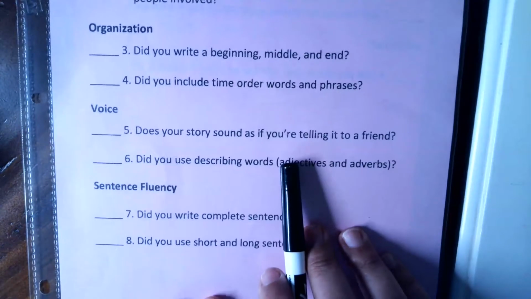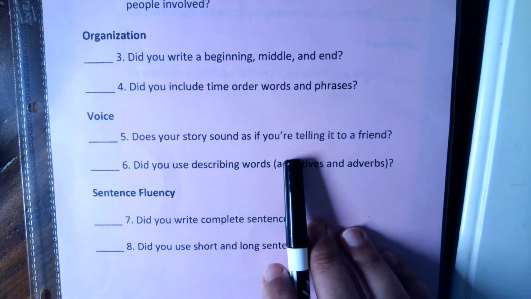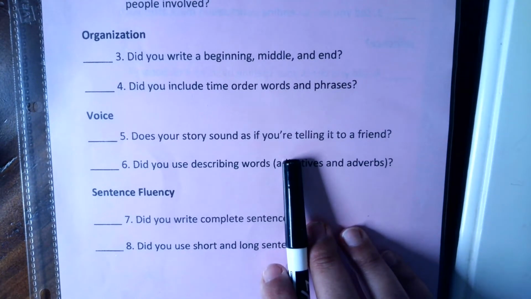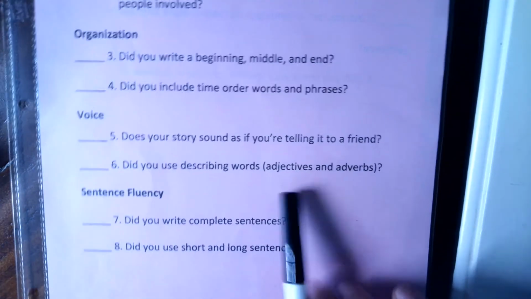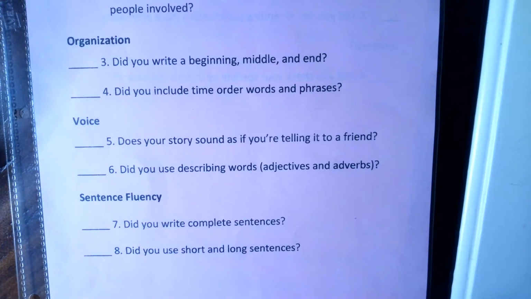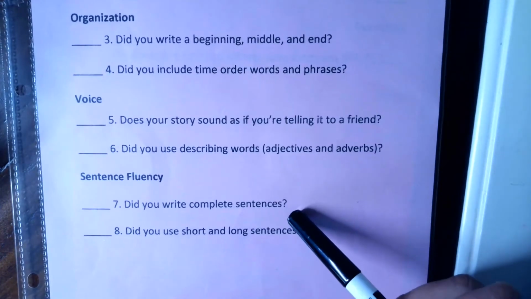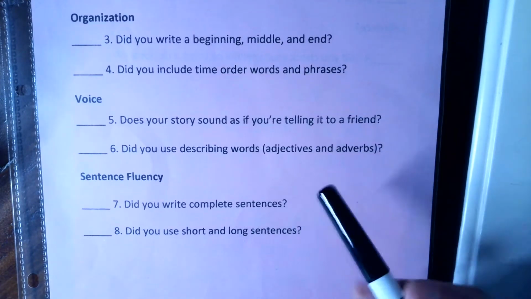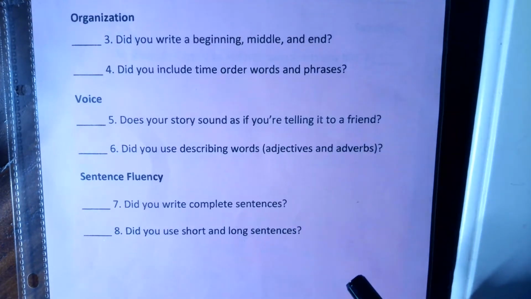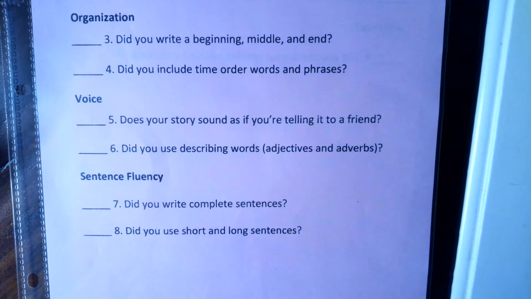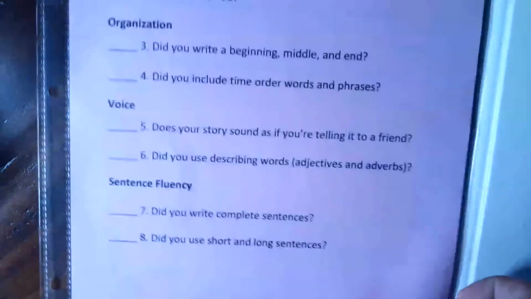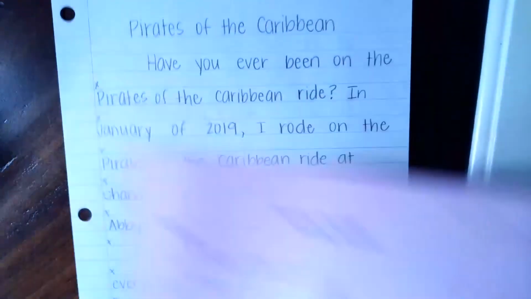Does your story sound as if you're telling it to a friend? So if you were to record yourself telling the story to someone, would it sound similar to your writing? Did you use describing words like adjectives and adverbs, describing how something was done or what something looked like? Did you write with complete sentences? Okay, so did you take from your brainstorm to your story and make it a complete sentence? And did you use short and long sentences so it doesn't sound so robotic when we read? So that's what we're going to be looking for when we revise.